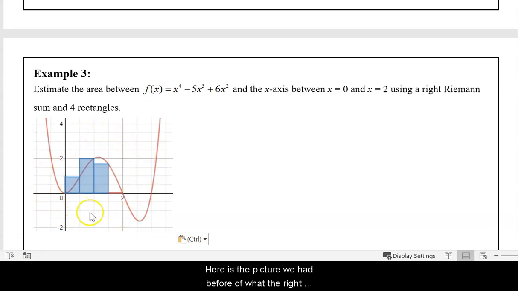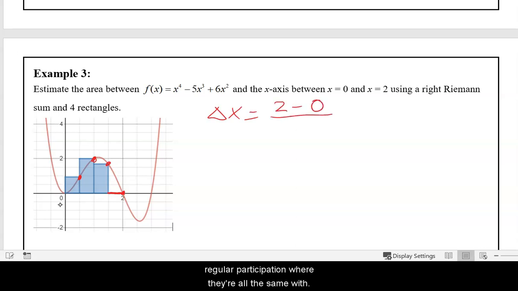Here's the picture we had before of what the right Riemann sum looks like, where it is the right endpoint of each partition that becomes the height of the rectangle. That does give us one degenerate flat on the line box on the far right. Remember that we can find the width of each box in a regular partition where they're all the same width by taking the difference in the values of the interval and dividing by the number of boxes. This gave us a width of 1/2. It will be the same here for the right Riemann sum.